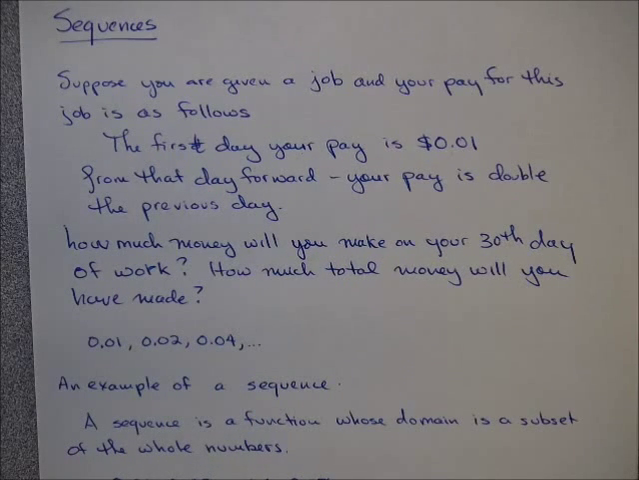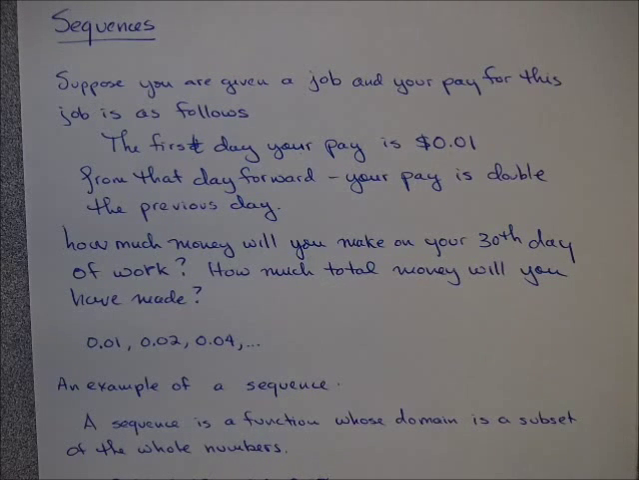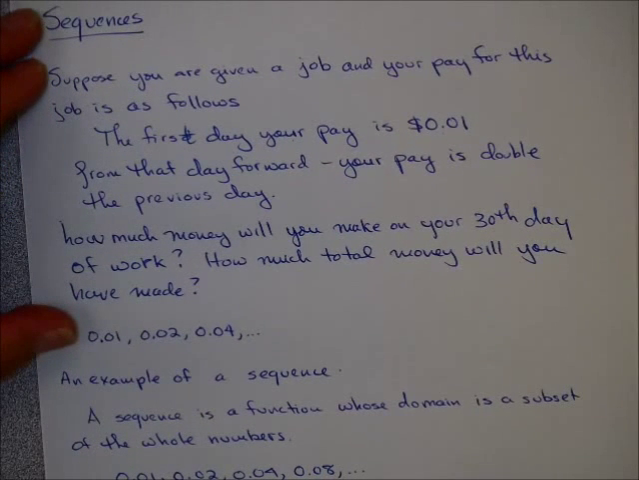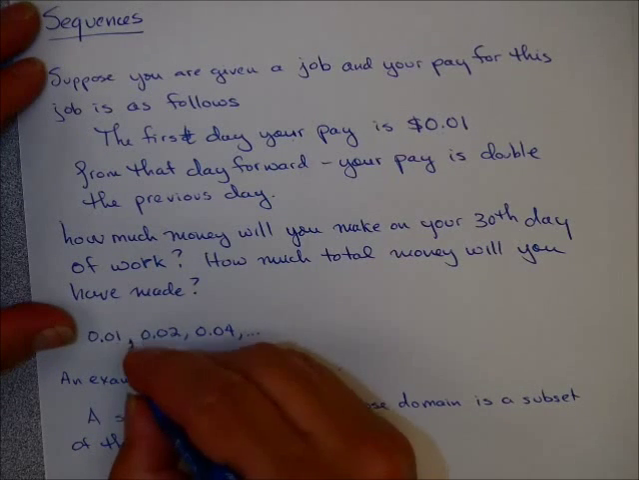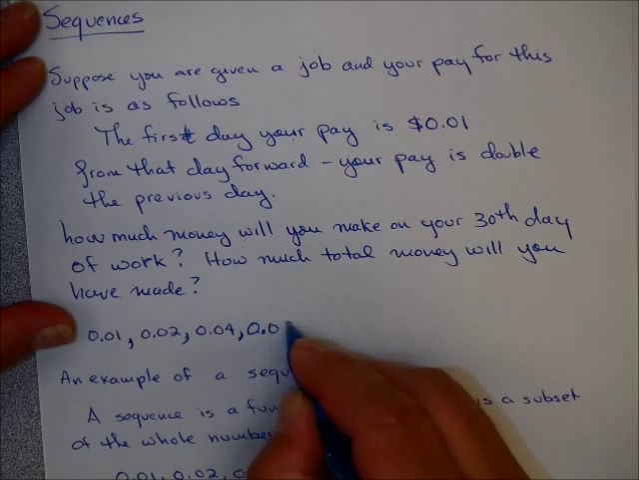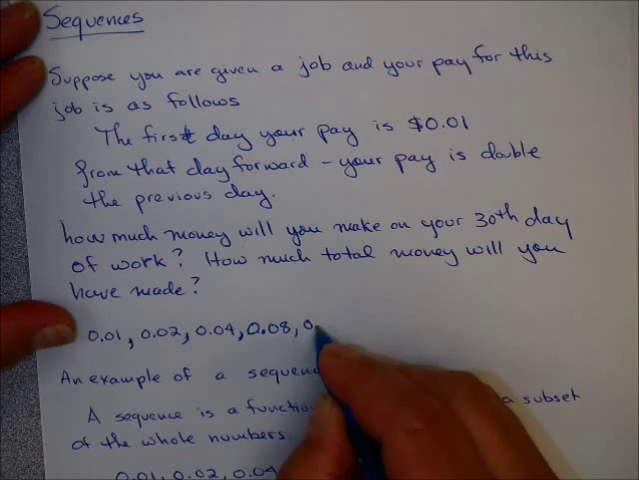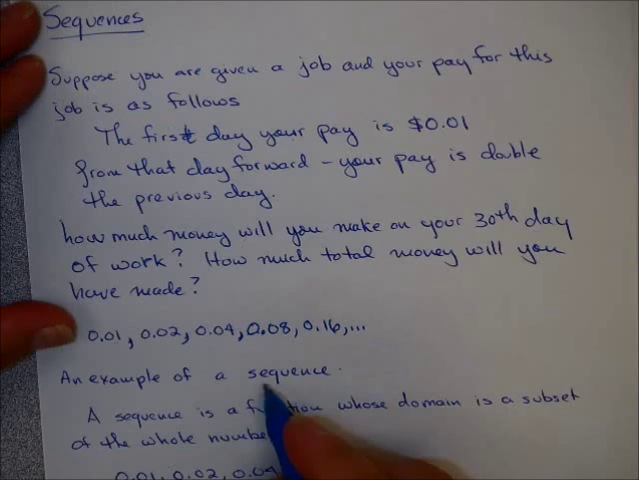This doesn't sound like a very good deal, does it? How much money will you make on your 30th day of work? And how much money will you have made altogether? If we take the amount of money that we make each day and we list them in a row like this, 1 cent, comma, 2 cents, comma, 4 cents, comma, the next one, of course, would be 8 cents, and then 16 cents. This is an example of what we call a sequence.